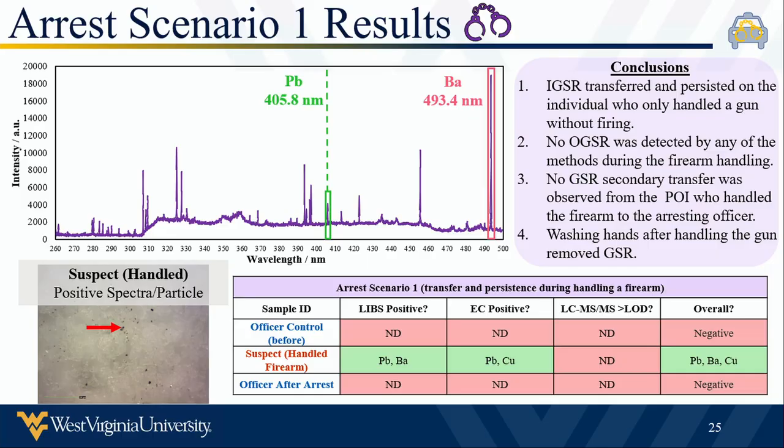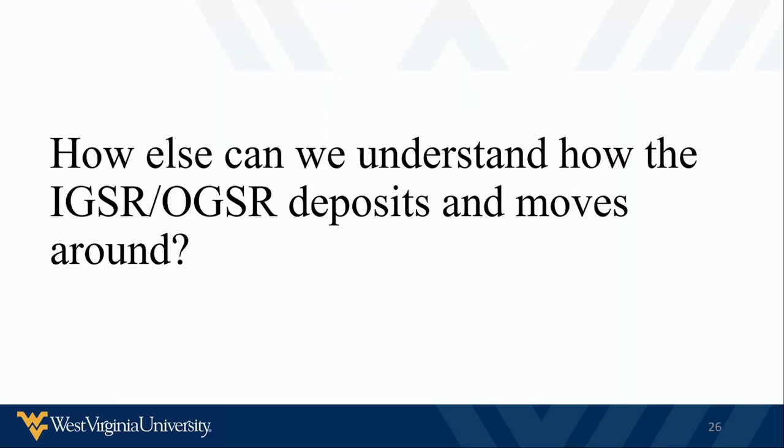And washing the hands after handling the gun removed GSR particles. So these are interesting areas that we have concluded for this particular study. So what else can we do to understand the deposits of inorganic gunshot residue and organic gunshot residue deposits, and how that moves around? What else can we do about this?